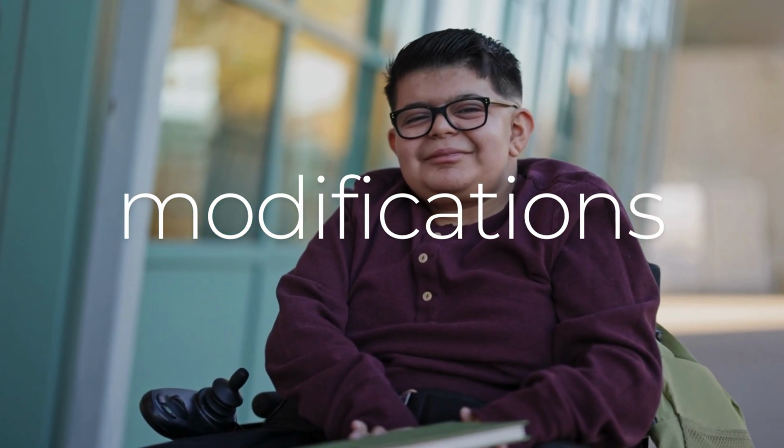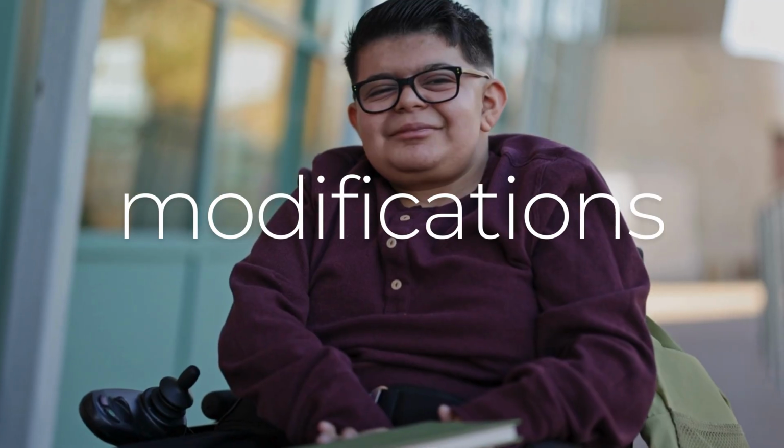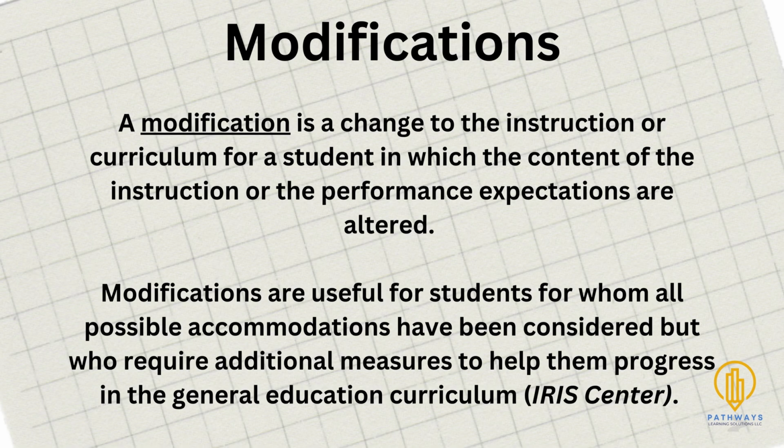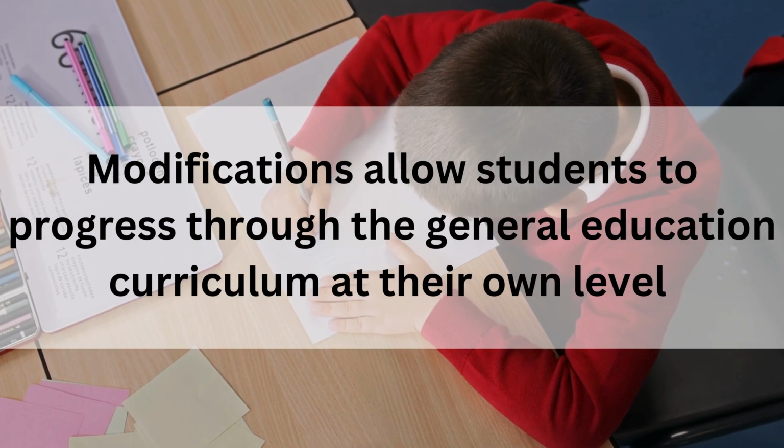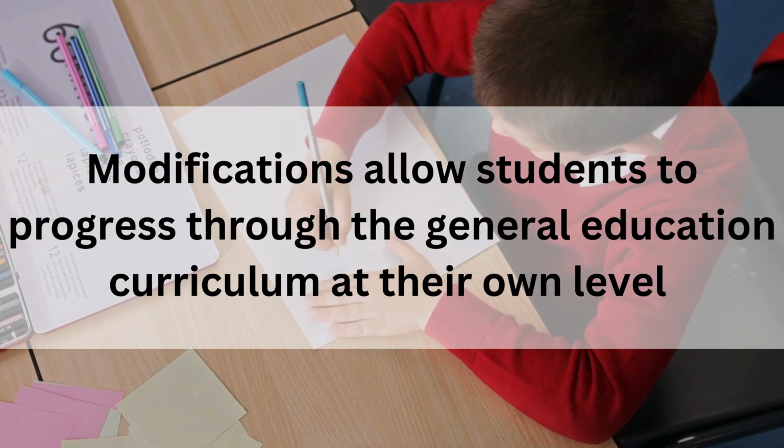Now that we've discussed accommodations, let's focus on modifications. According to the IRIS Center, a modification is a change to the instruction or curriculum for a student in which the content of the instruction or the performance expectations are altered. Modifications are useful for students for whom all possible accommodations have been considered, but who require additional measures to help them progress in the general education curriculum. To put it plainly, modifications allow students to progress through the general education curriculum at their own level.